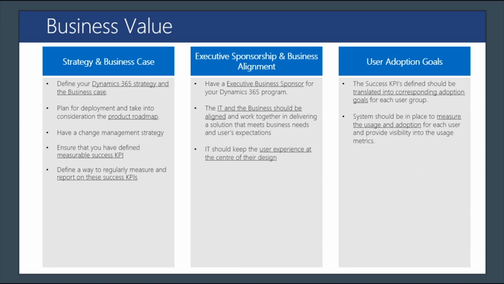The next one is executive sponsorship and business alignment. And again, the IT and business alignment is something which is very, very frequently spoken of. Yes, the IT and business should be aligned, but we'll see how that can become a major challenge if you don't have the executive business sponsor or business completely involved in your project.